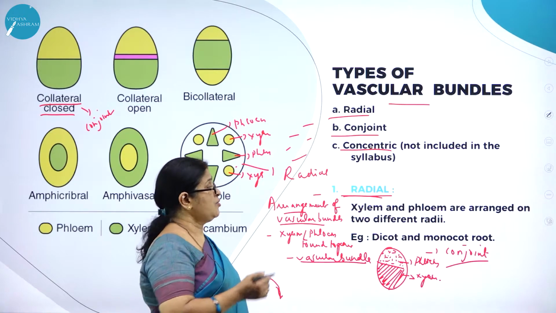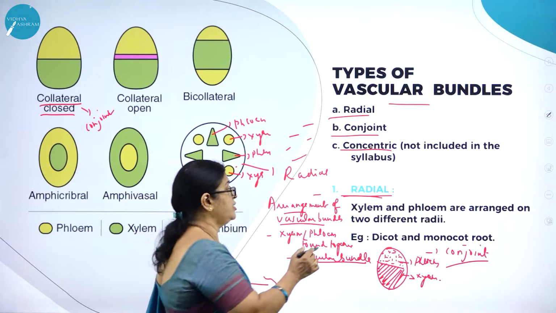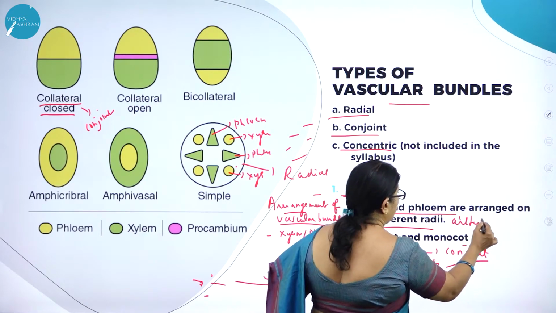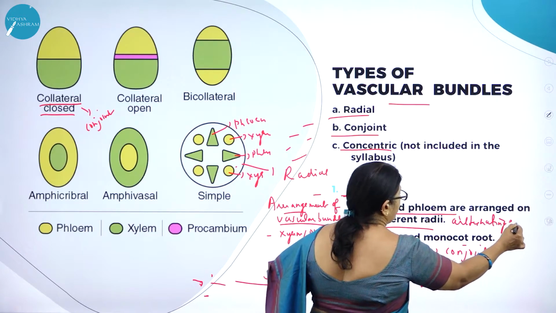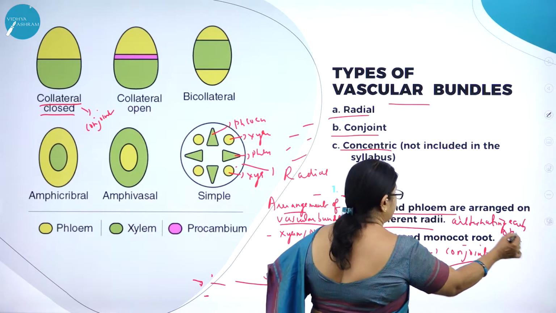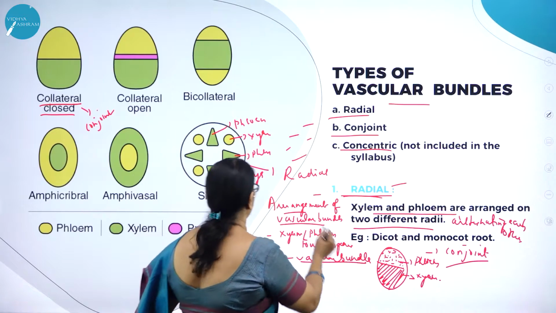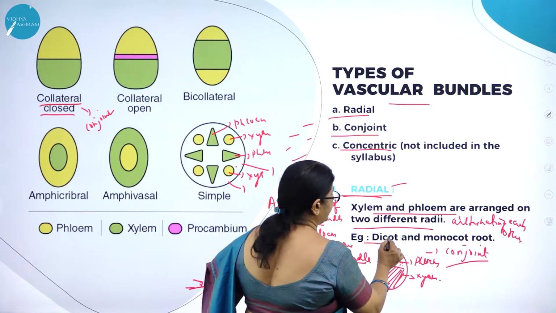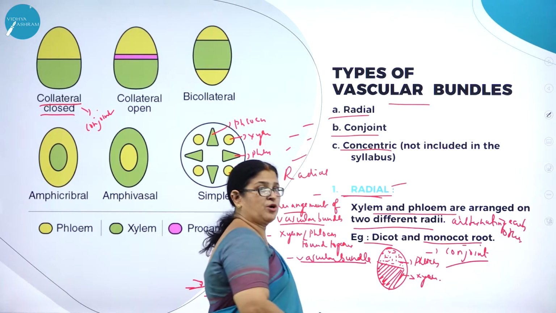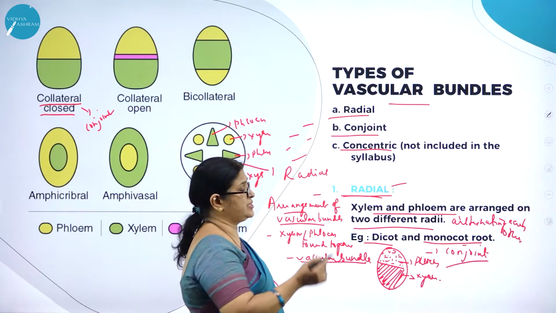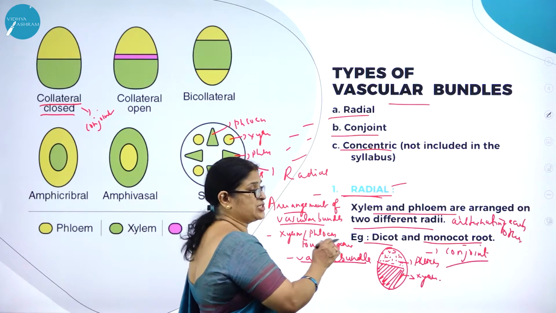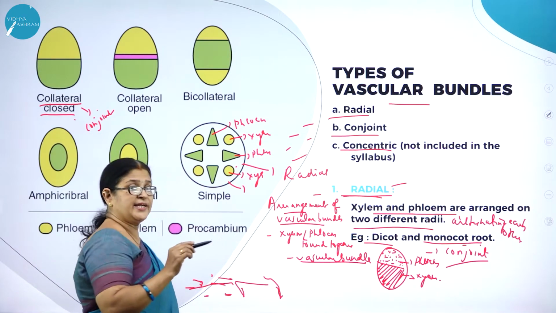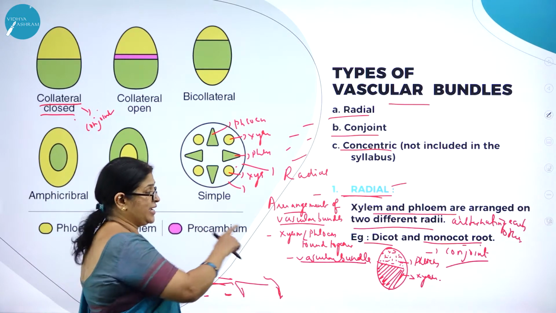So what is radial? When xylem and phloem are arranged on two different radii, alternating with each other, it is called a radial vascular bundle. Here you can see this is called radial. For example, you come across radial vascular bundles in dicot and monocot roots. What do you mean by conjoint? When xylem and phloem are found together, it is called conjoint. You may wonder why it is called collateral and closed. As I said, always phloem is above and xylem is below.